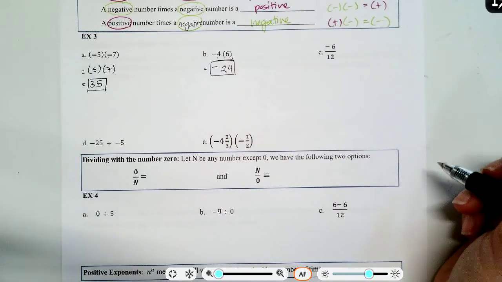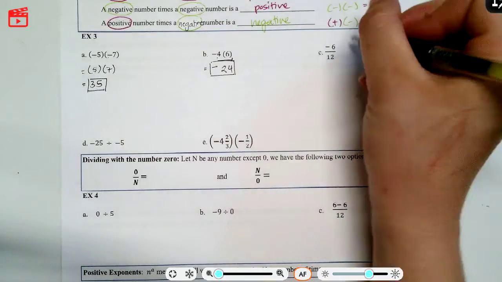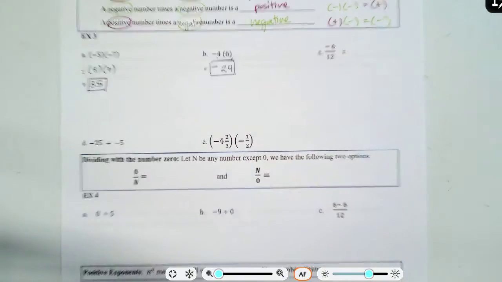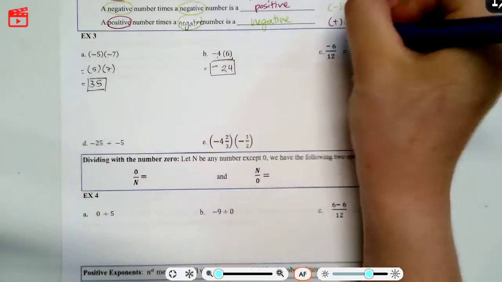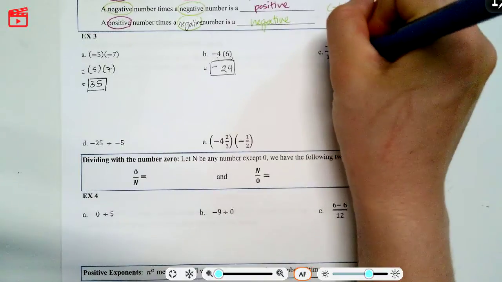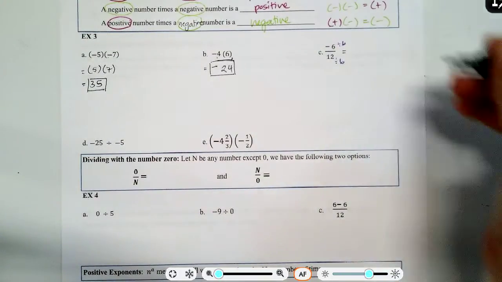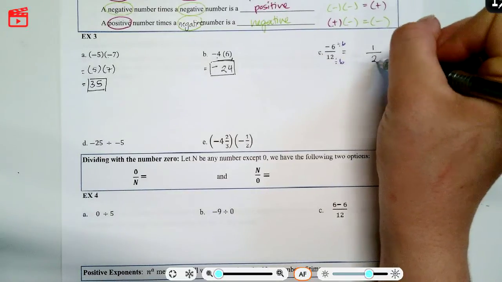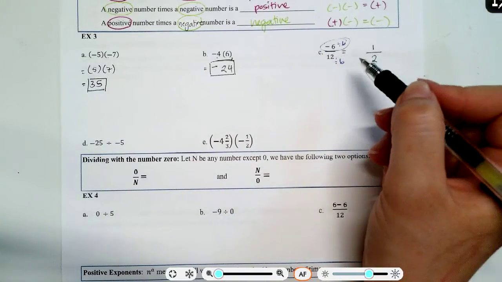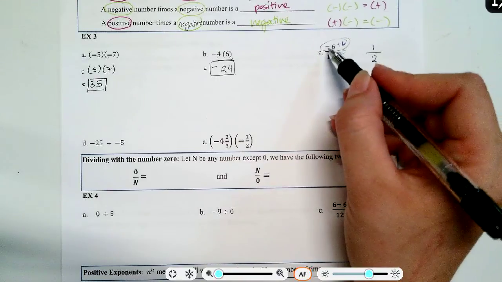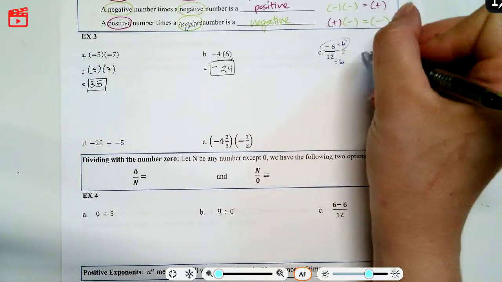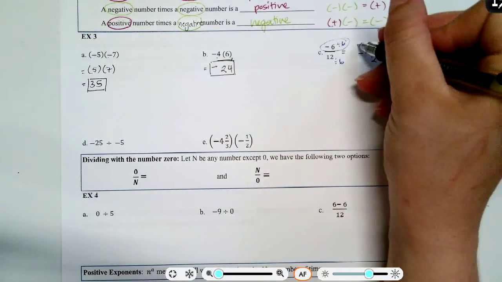And C, negative 6 divided by 12. Well, let's first do the division. 6 divided by 12. Those are both divisible by 6. So 6 divided by 6 is going to be 1, and 12 divided by 6 is going to be 2. But on the top, we had that negative. Okay? But since it was a negative over a positive, it's still going to end up just being a negative number.